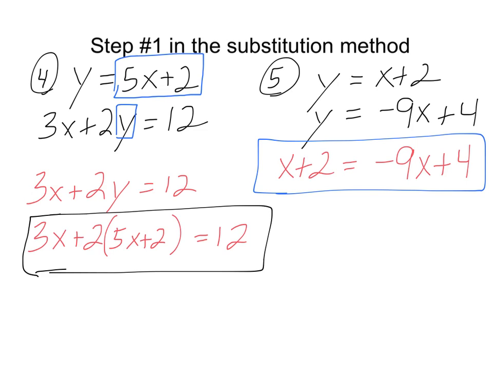So, what I ended up doing is I took x plus 2 and I substituted it for this y in the second equation. So notice this line, x plus 2 equals negative x plus 4. That looks like it should be y equals negative 9x plus 4, but it's not. We've substituted, and we will continue on.